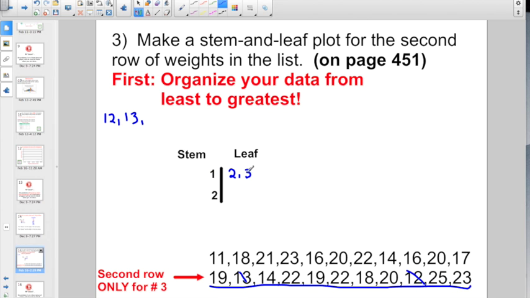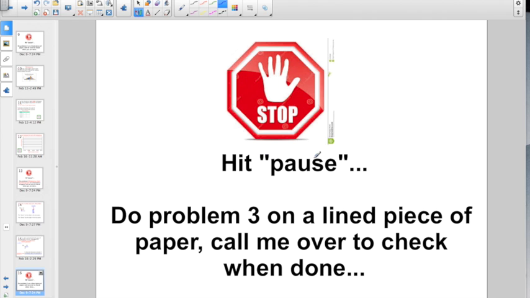Because I have 2 pieces of data here, I have 12 and I have 13. Go ahead now, continue putting this data in order from least to greatest. Looks to me like the next one up is 14. So under the stem of 1, I would put a leaf of 4. Continue on now, doing only the second row of data on page 451. So hit pause, do problem 3 on a lined piece of paper, and call me over to check when you're done.